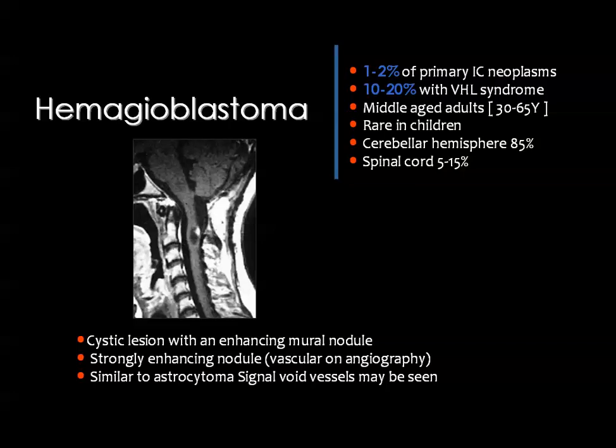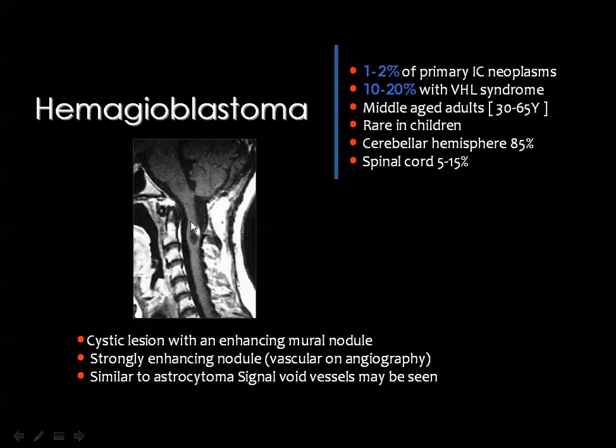Then hemangioblastoma as a tumor may represent about 1 to 2% of the primary intracranial neoplasms. It can represent 10 to 20% of neoplasms in patients with von Hippel-Lindau syndrome. This lesion is usually seen in adults, and its main location is in the cerebellar hemisphere, and some of the lesions can be seen in the spinal cord. The lesion can be solitary or multiple. It is almost similar to pilocytic astrocytoma.